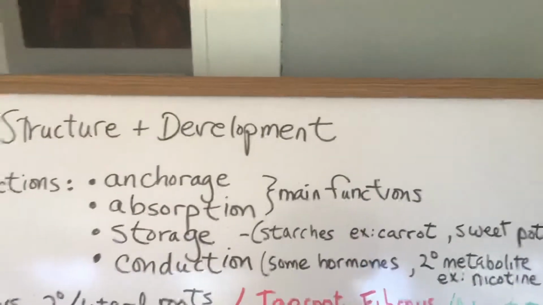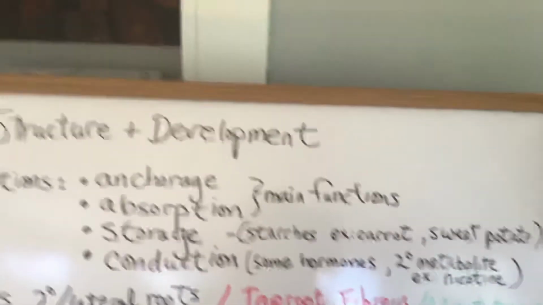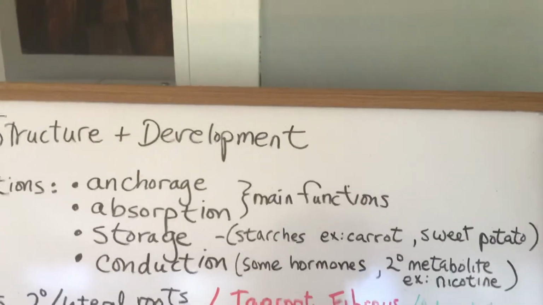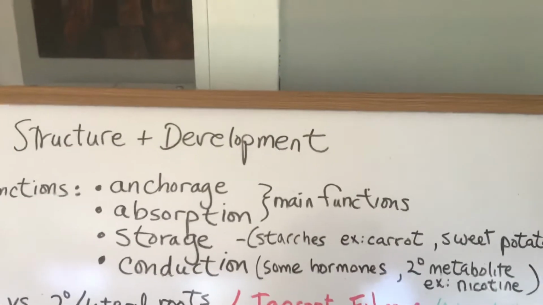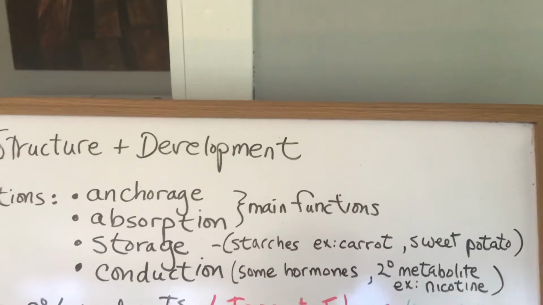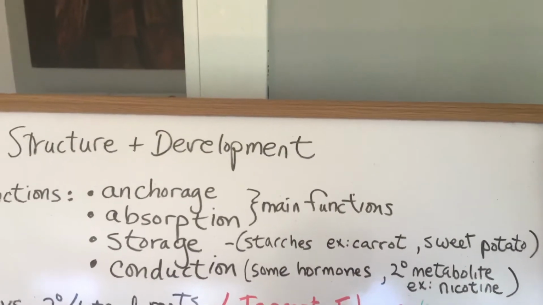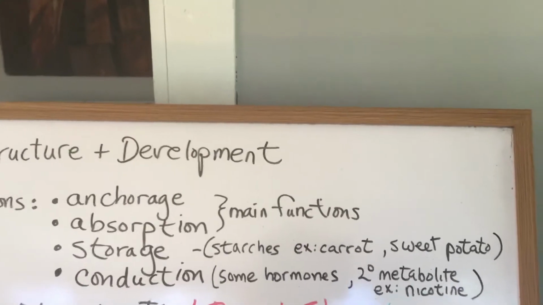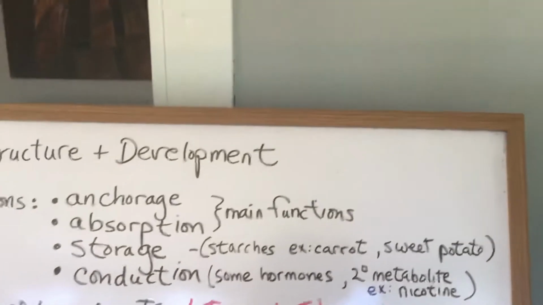It also has a storage feature. That is, a lot of sugars that are made from photosynthesis will be transported to the roots and stored there as starches. And then there's some special storage structures in some plants, like carrots or sweet potatoes or something like that.